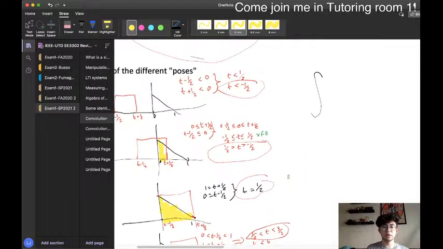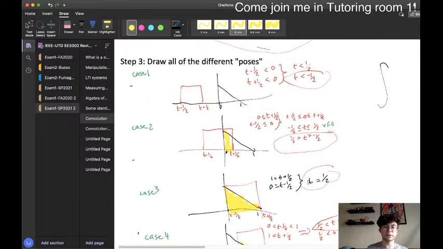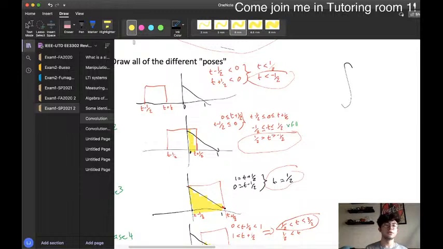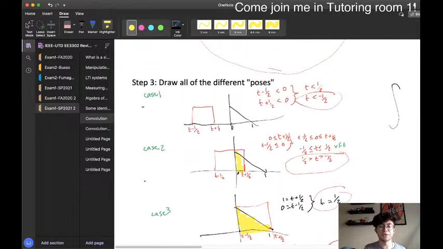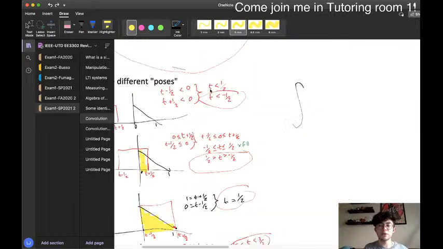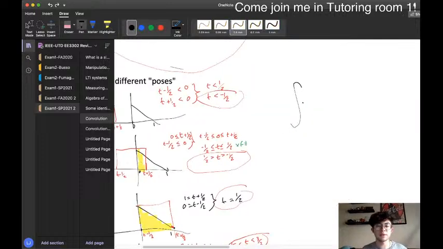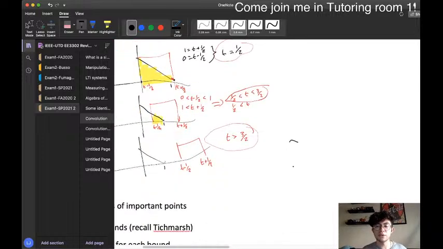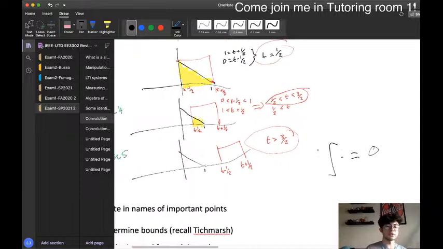So we can already figure out some of our answer right now. Since there's no overlap on case 1 or case 5, as you can see, then we know that this integral, whatever it is, is going to be 0. So this integral over here for case 5 is going to be 0, whatever it is, because there's no overlap.